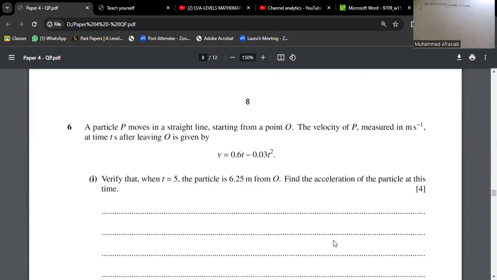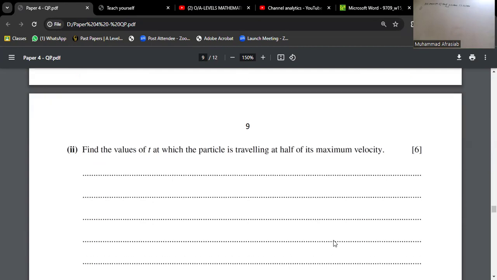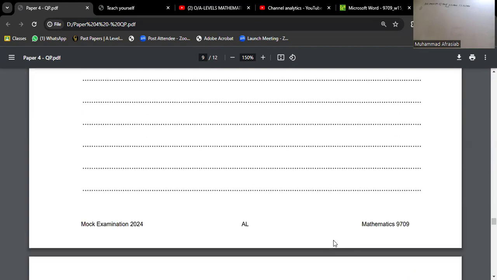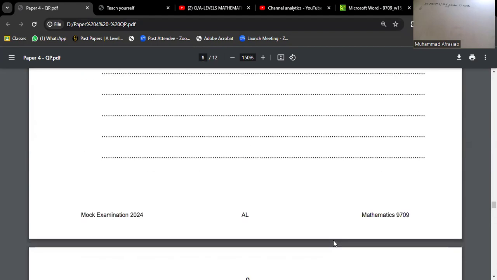Part 2: Find the value of t at which the particle is traveling at half of its maximum velocity. So these are the two parts of this question.